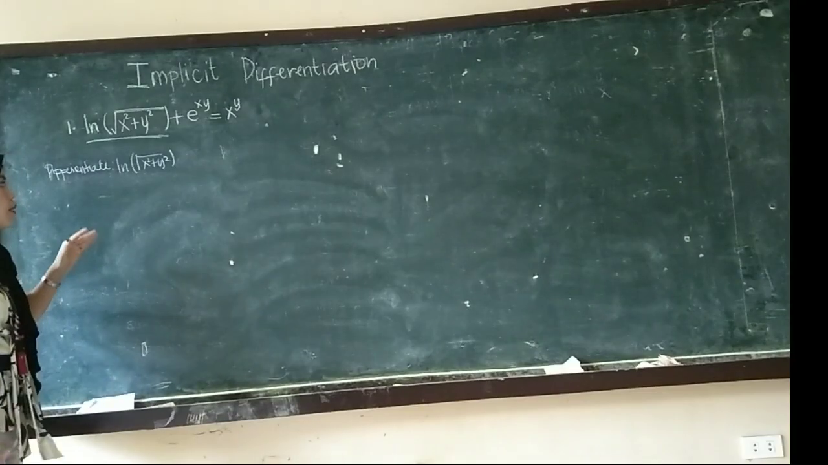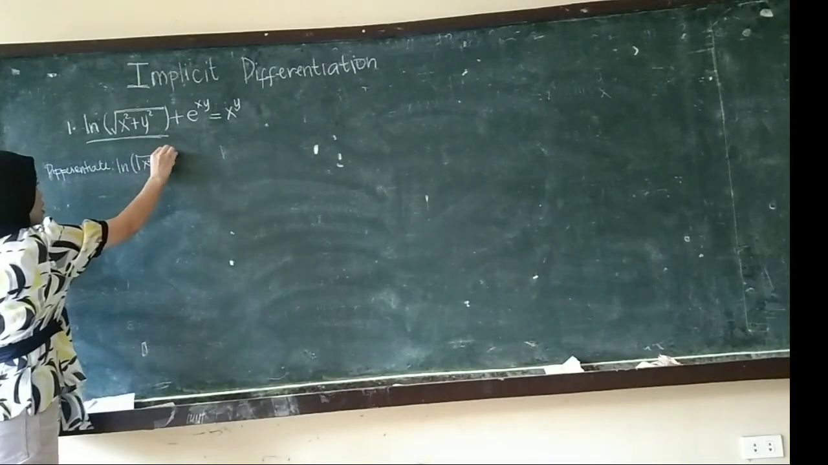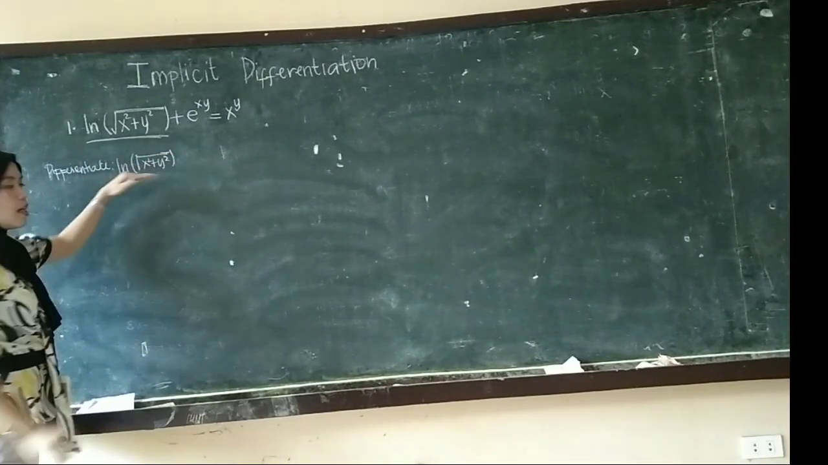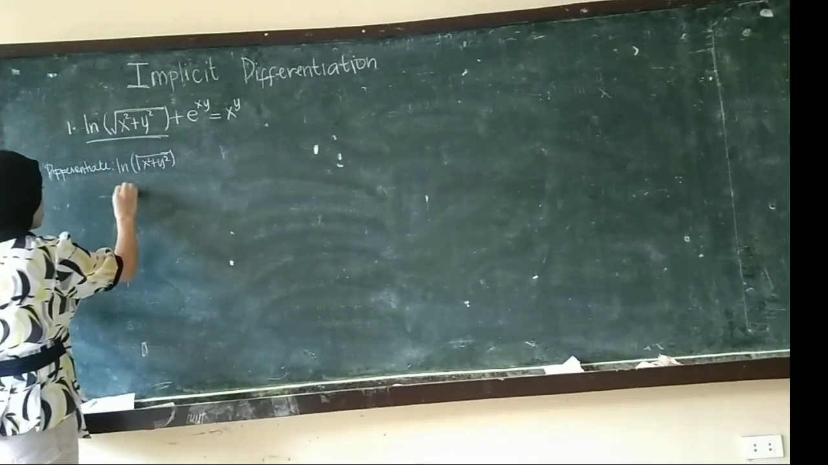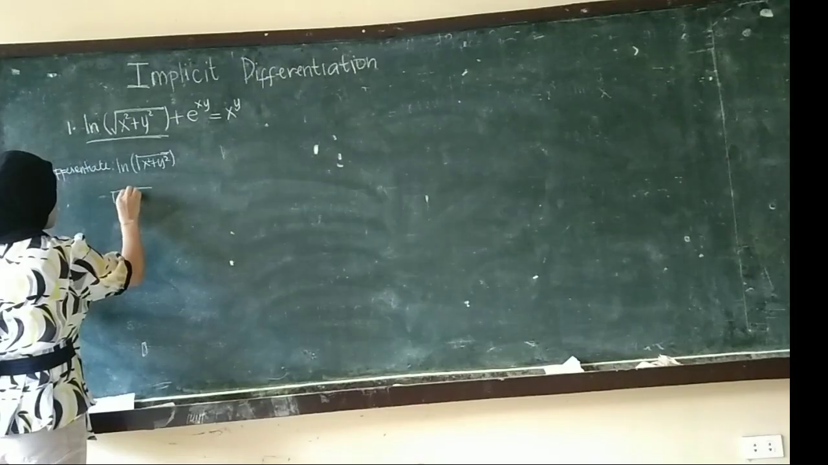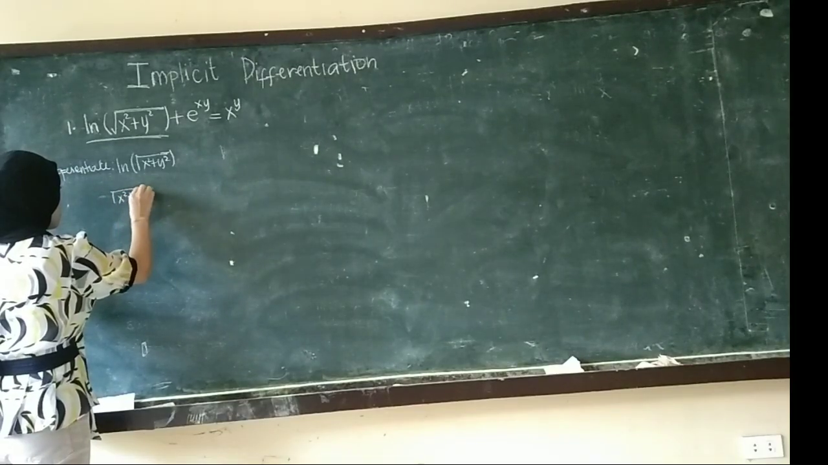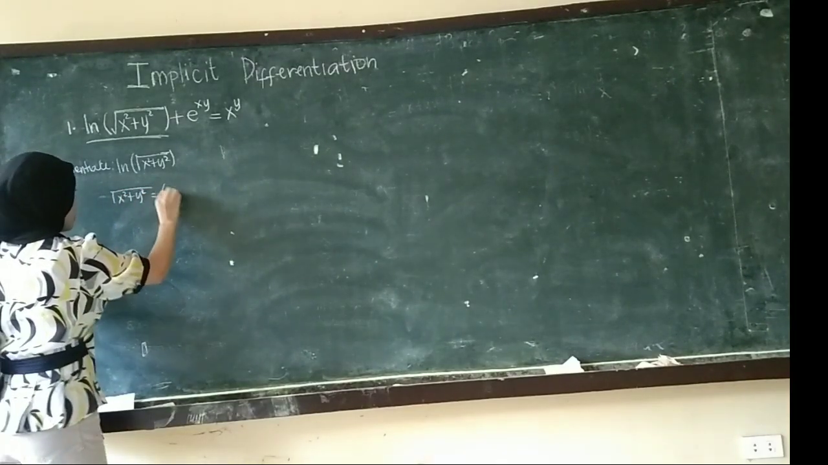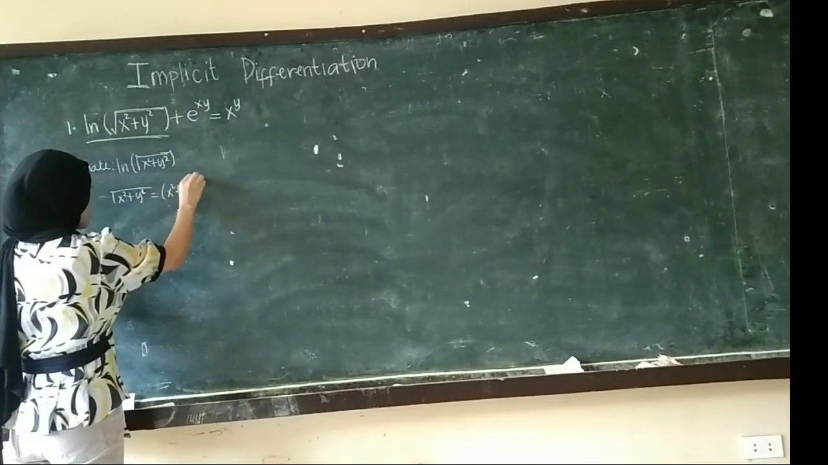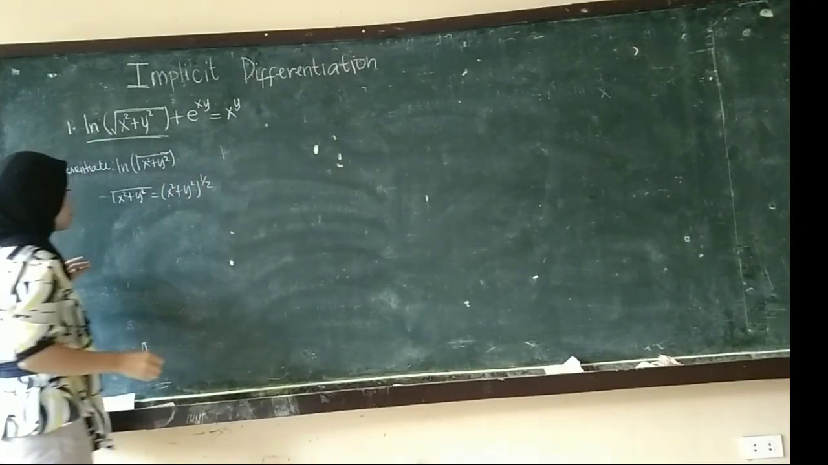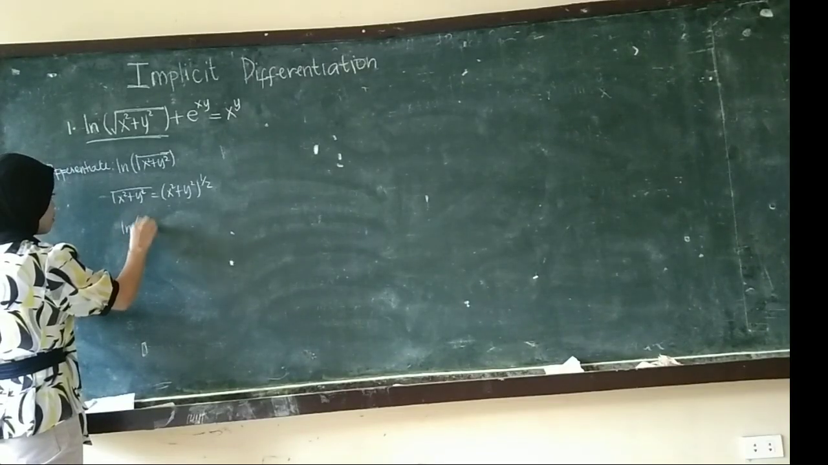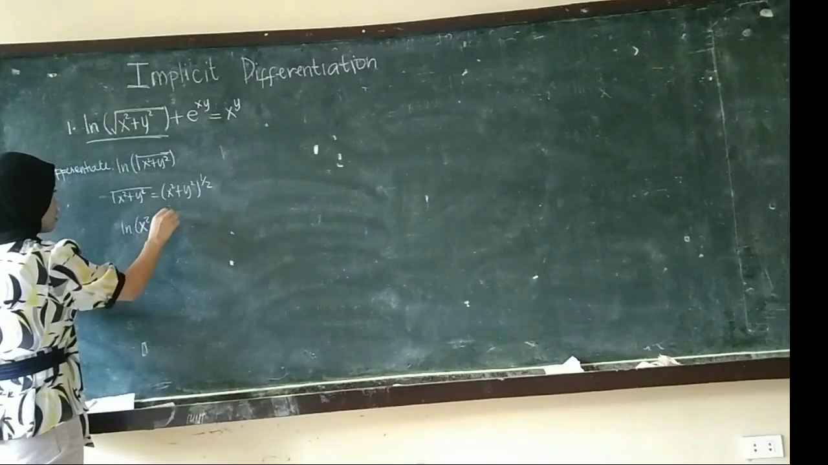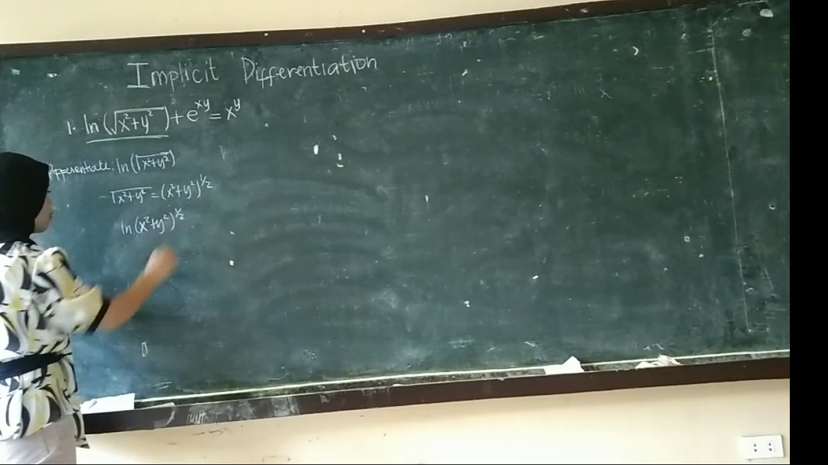Next, since this is a radical sign, we are going to convert it to exponential form. So it will be x squared plus y squared raised to the power of 1/2. So it will be ln of x squared plus y squared raised to the power of 1/2.